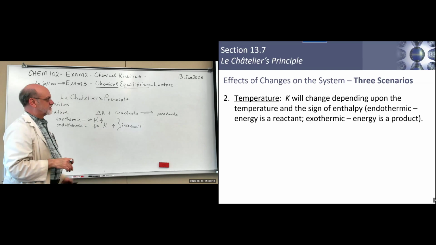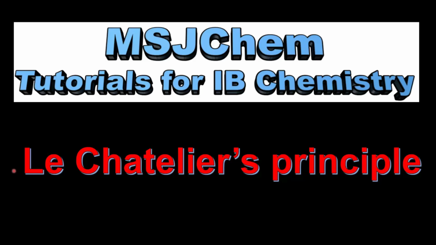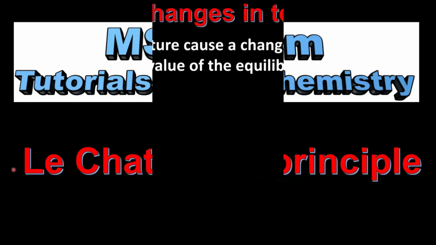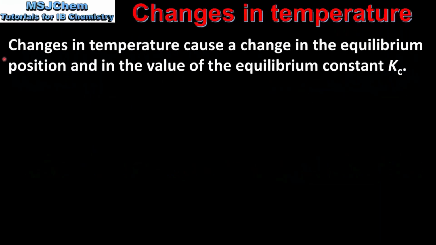All right. This is MSJ Chem. In this video, I'll be looking at Le Chatelier's principle and temperature. Changes in temperature cause a change in the equilibrium position and in the value of the equilibrium constant Kc.